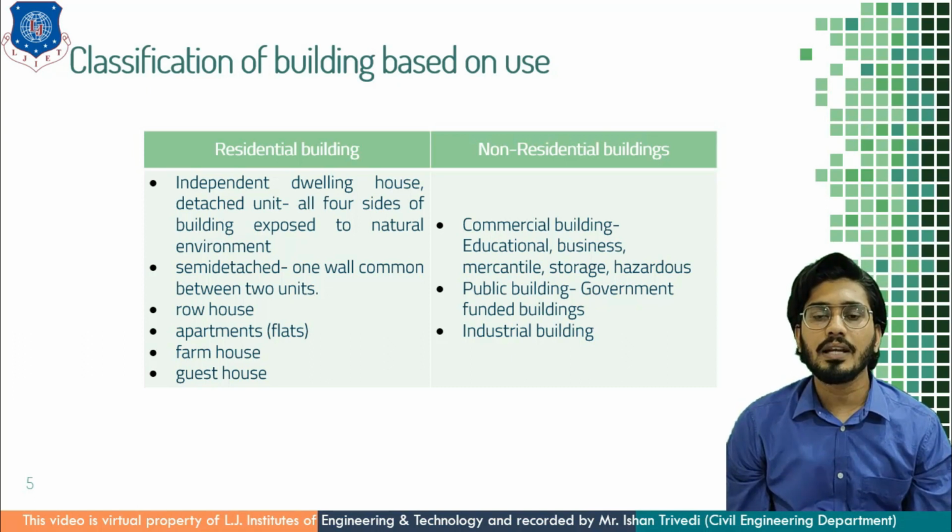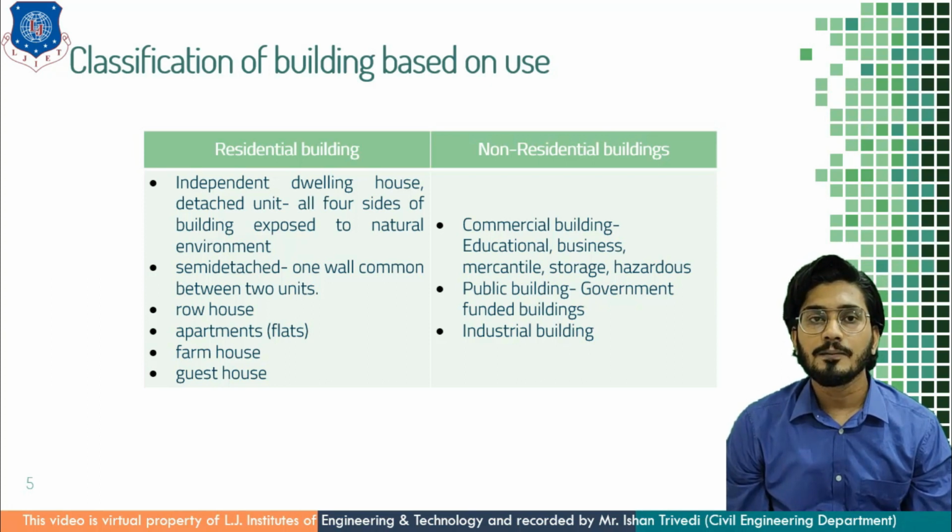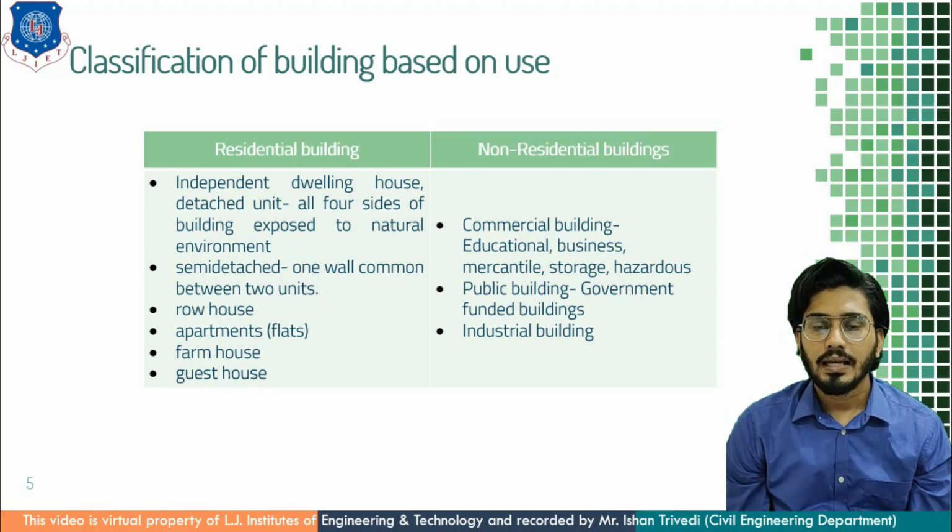Then the non-residential building category. Commercial buildings such as educational, business, mercantile, storage and hazardous buildings. These are the buildings which fall under the category of non-residential buildings, which serve the individual interest based on their requirement. Next is public buildings, where all the government-funded buildings are included, like post offices, police stations, courts and civic centers. And at last there are industrial buildings.